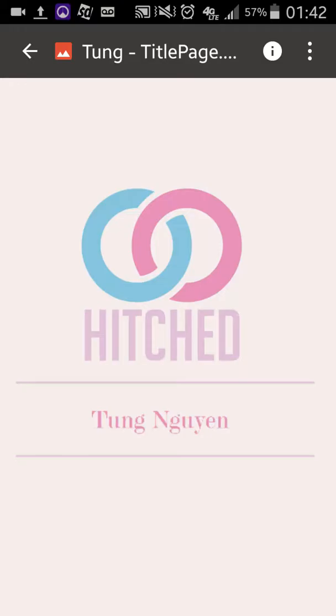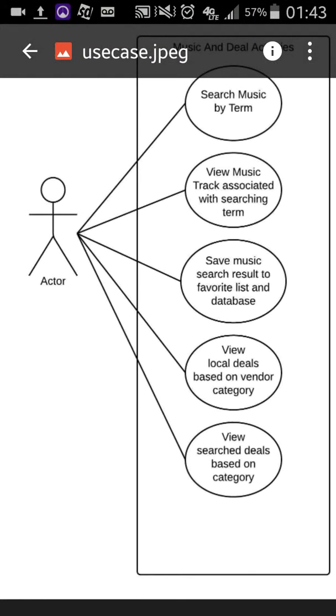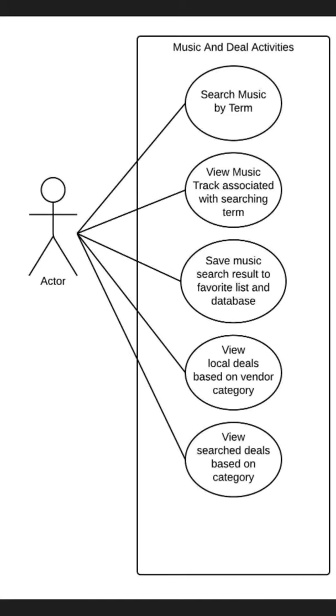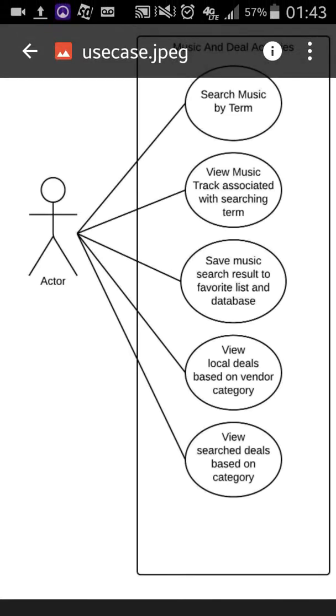In video report 4, let's start out with the UK Day program. For this sprint, I'm working on the music and finding local deal activities so the user can search music by term and view music tracks associated with a certain term. The user can also send the music search result to the favorite list and database. Also on the local deals, the user can view local deals based on vendor category. They can also view such deals based on that category.